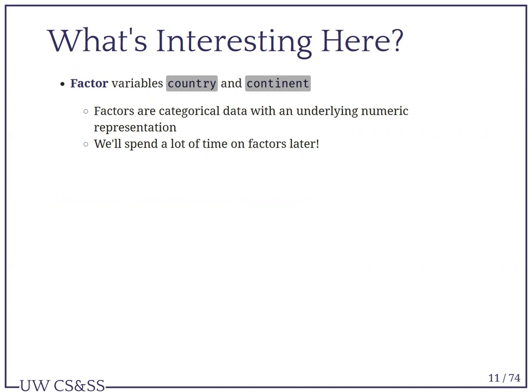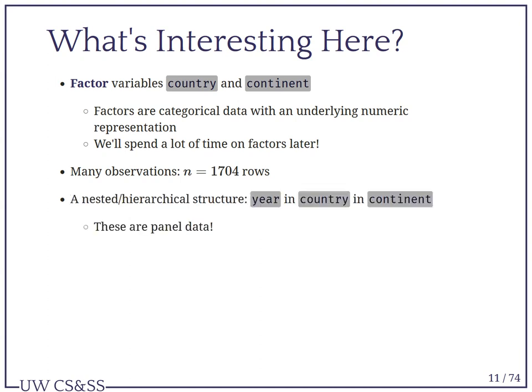But we'll spend a lot more time working with factors later using the forcats package, which is like the tidyverse way of cleaning up factors and dealing with them. A few things to note here. There are many observations. There are 1704 rows. This is many compared to the set we used for homework one. But soon we'll be working with data sets that are like 500,000. It has a nested hierarchical structure, which is that information is within year, within a country, within a continent, and that these are panel data.